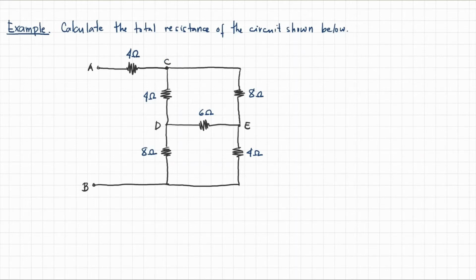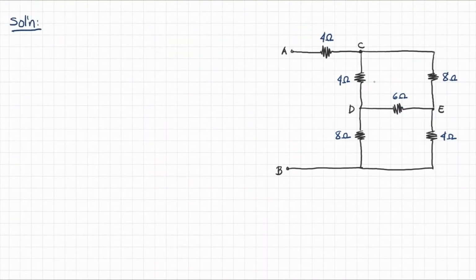So makikita natin dito that it is a bridge network similar to the presented kanina, and then we have values indicated. We are interested in solving the R total, or R at terminal AB. So how do we do that? First, i-copy natin yan. Let's say that we are interested in simplifying this by using the Y-connected 8 ohm, 6 ohm, and 4 ohm, and then we would like to convert that to delta.